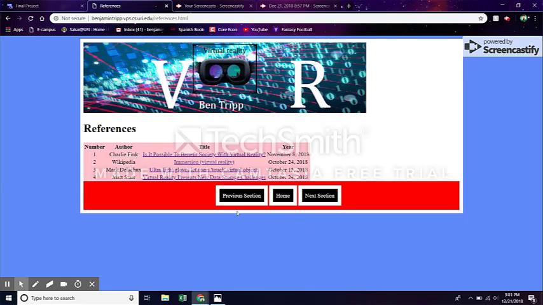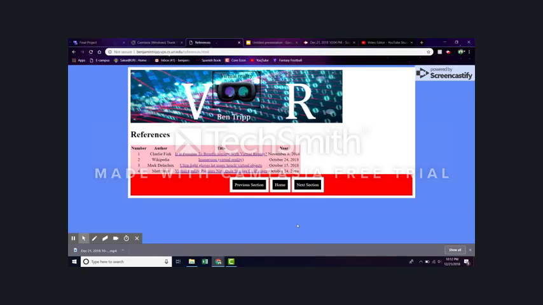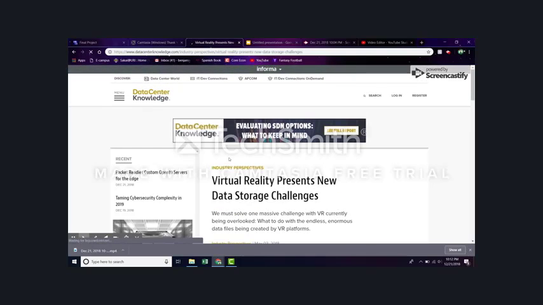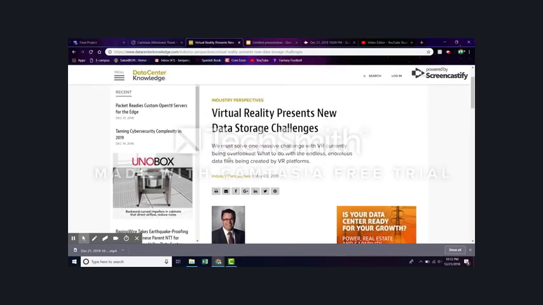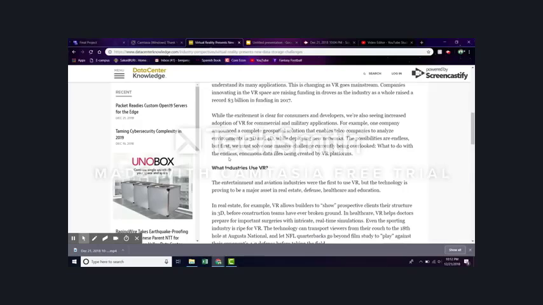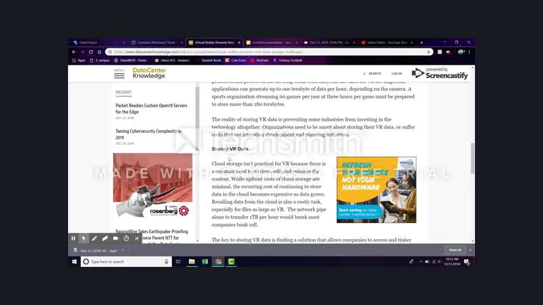And on my very final page, I have the references I used throughout my prompts. I have 4 written by Charlie Fink, Mark Delachucks, and Matt Starr, while one of the articles just was a Wikipedia page completely based on virtual reality. And as you'll see, following one of these links, this brings you to the Matt Starr article that I wrote about virtual reality presenting data storage challenges, and where he talks about just how to store this data as best as possible.